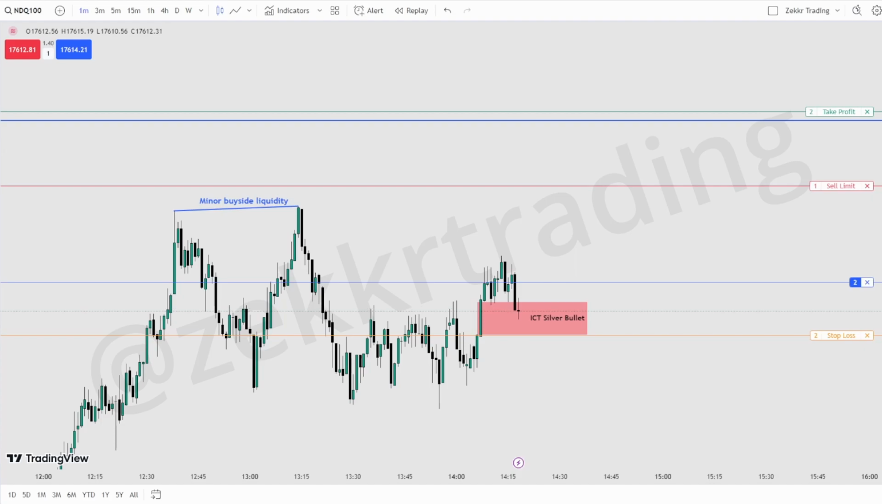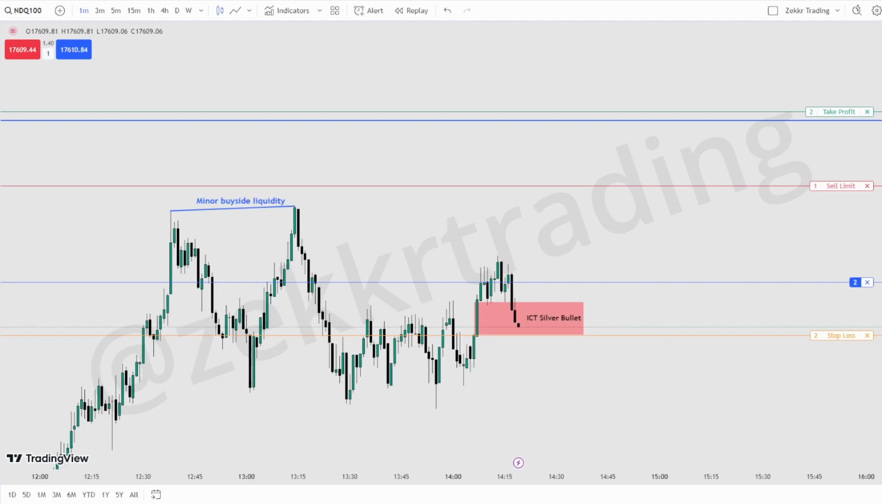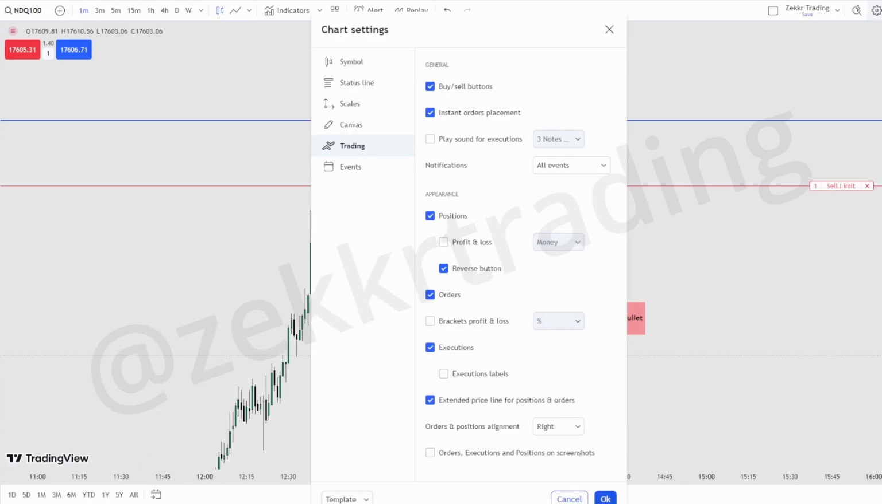I want to see a reaction, or I want to see a stop out, and then I want to see a reaction from a lower fair value gap, and then I will re-enter. So I'm probably gonna get stopped out right there. I just got stopped out, so this is a loss right there. As you can see, I'm not hiding losses.